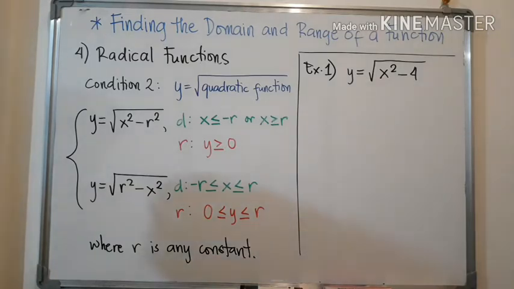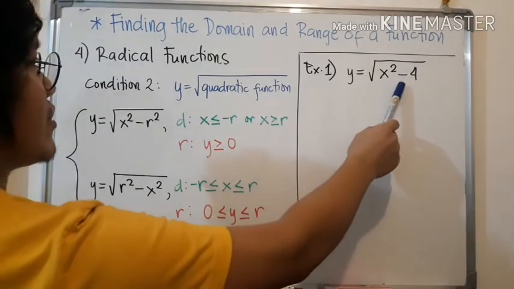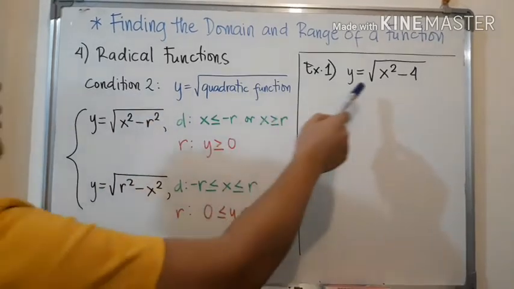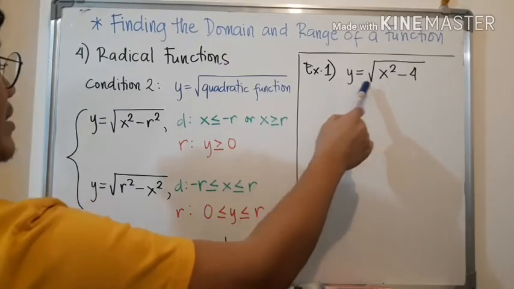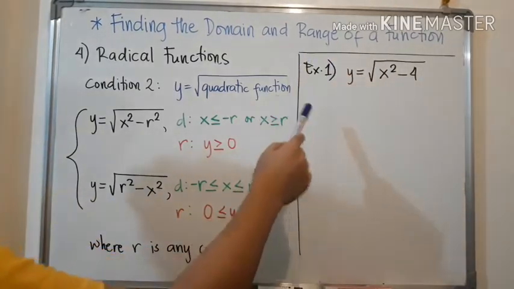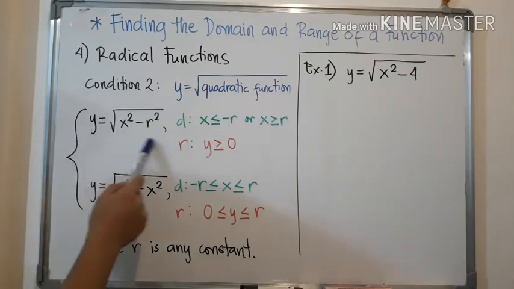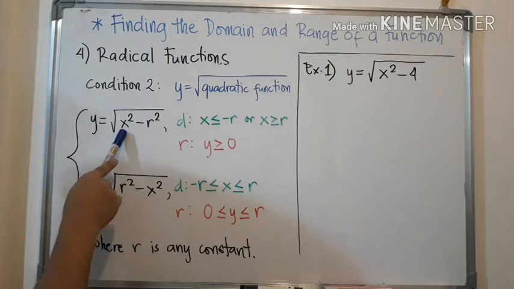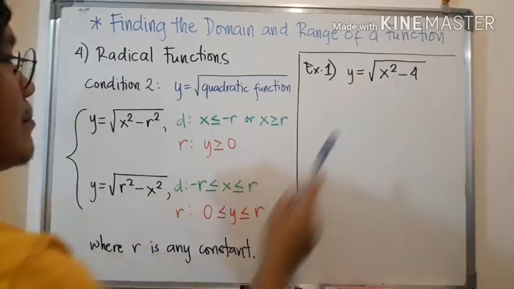So let's have example number 1. Y is equal to the square root of x squared minus 4. This example falls under condition number 2 because our radicand is a quadratic function. And this example falls under case number 1, because the term with variable x comes first, followed by the constant term, which is minus 4.